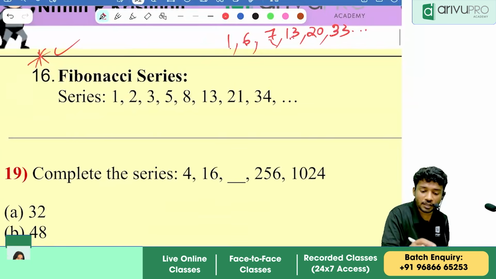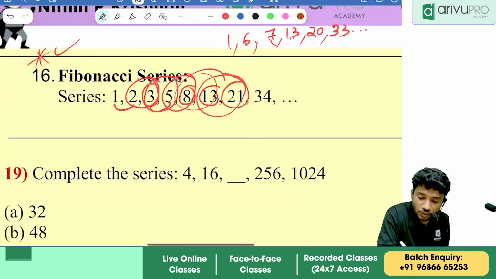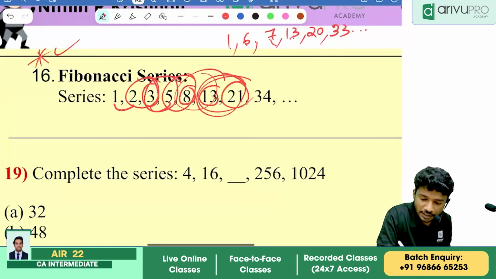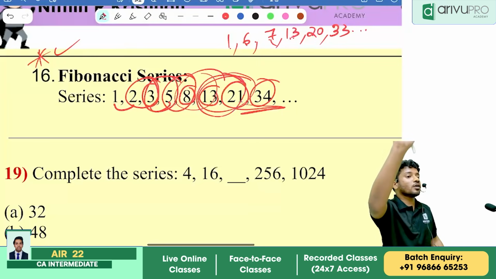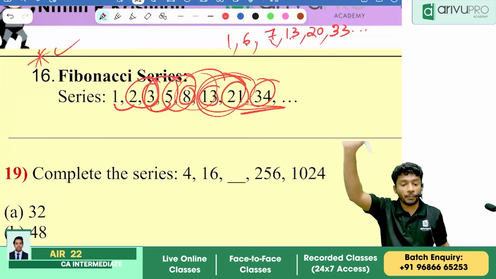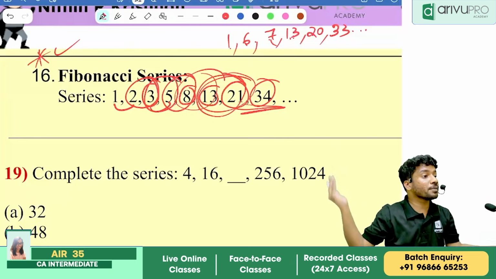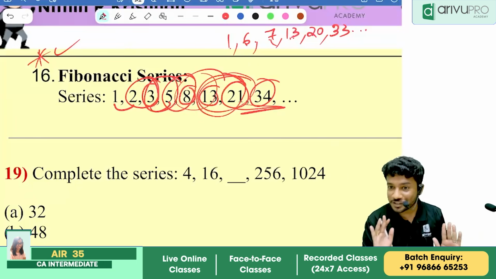That is given over here. 1 is there. 1 plus 2 is how much? 3. 2 plus 3 is how much? 5. 3 plus 5 is how much? 8. 8 plus 5 is how much? 13. 13 plus 8 is how much? 21. 21 plus 13 is how much? 34. That is called the Fibonacci series. Very, very important. There was one question in the past. As usual, none of them answered that question because nobody knows what a Fibonacci series is, first of all.